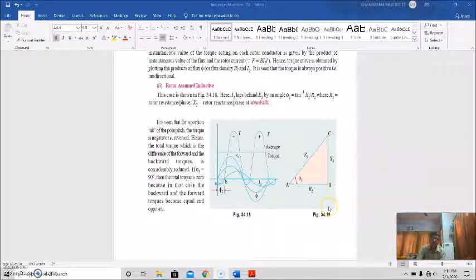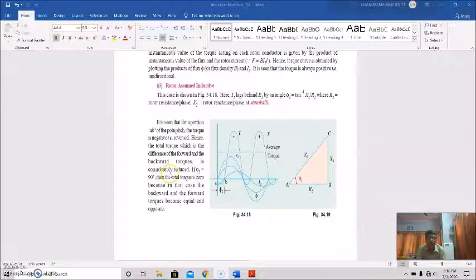Now it is seen that for a portion AB of the pole pitch, the torque is negative, that is reversed. Hence the total torque, which is the difference of the forward and the backward torque, will be like this. So the total torque is the difference of the forward and backward torque.